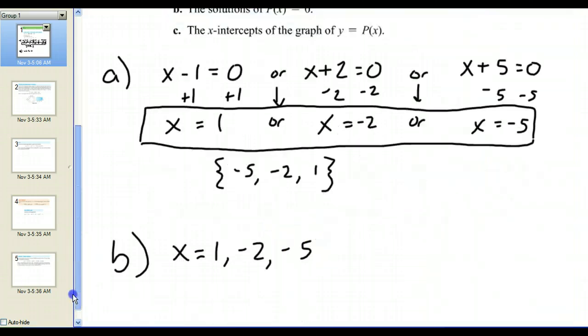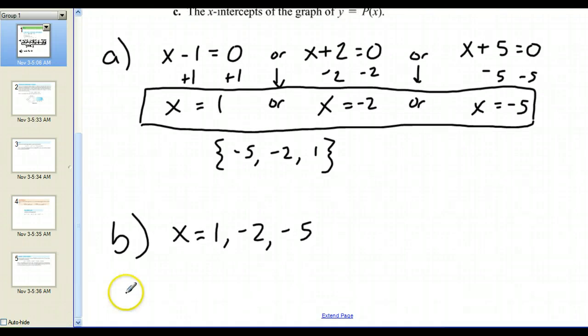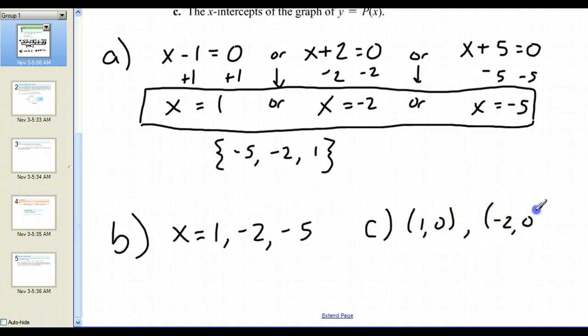And now those are the x-intercepts of the graph of that thing. So for C, it's the same thing again, but since they're x-intercepts, I'm writing them as point pairs. So negative 2, 0, negative 5, 0. Pay attention to the problem that you're doing on your MyMathLab homework, because sometimes it'll take x equals 1, x equals negative 2, x equals negative 5, but sometimes, especially when it's asking for intercepts, it may want it as a point pair. But just make sure to read the problem carefully.